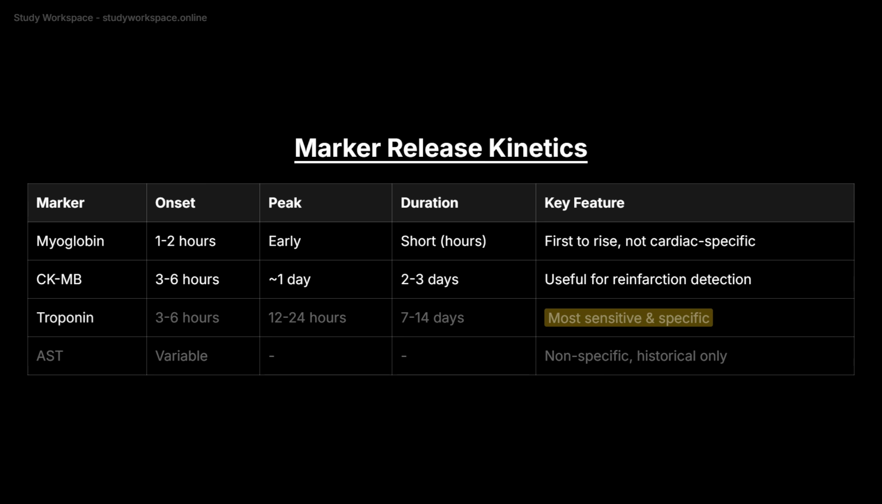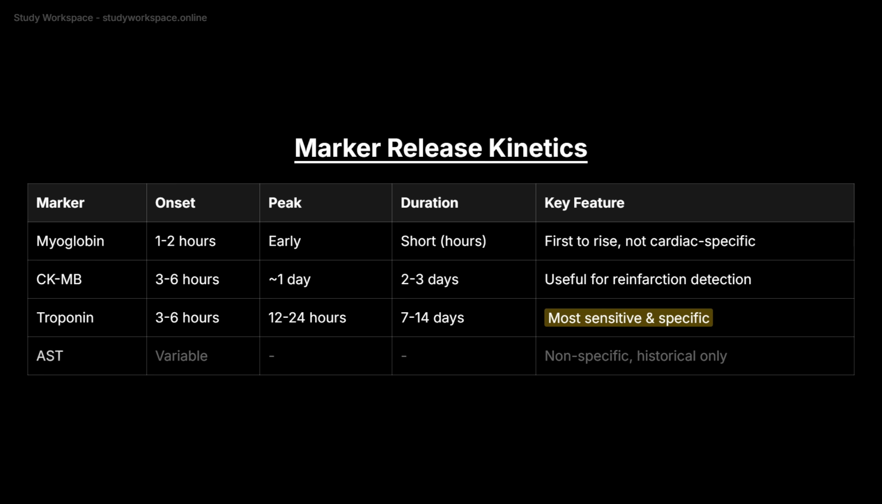Now consider cardiac troponins. Troponin also begins to rise within approximately 3 to 6 hours but reaches its highest concentration later. Unlike creatine kinase MB, troponin remains elevated for several days, making it the most sensitive and specific biochemical marker of myocardial infarction and the preferred laboratory test in modern clinical practice.